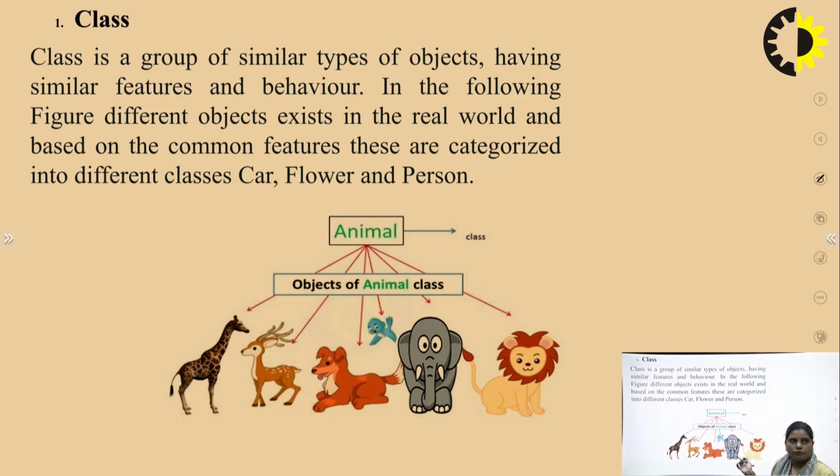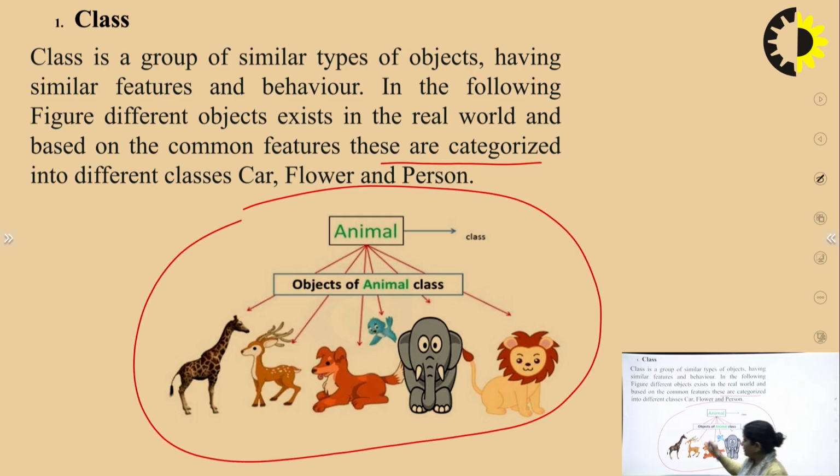In the following figure we can see that different objects exist in the real world, and based on their common features they are categorized into different classes, like car, flower and person. Here all the objects present belong to the same class, that is animal class. Car belongs to a different class, flower belongs to a different class and person belongs to a different class. Based on the common features we can analyze all the objects and place them into a particular class.